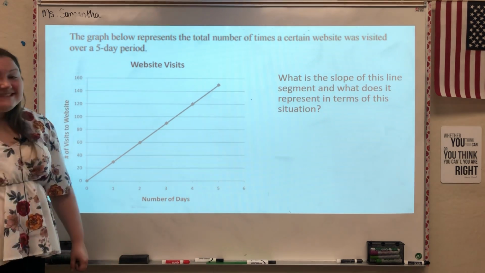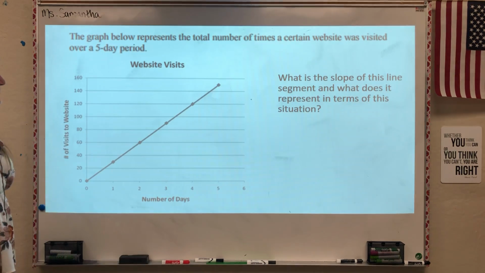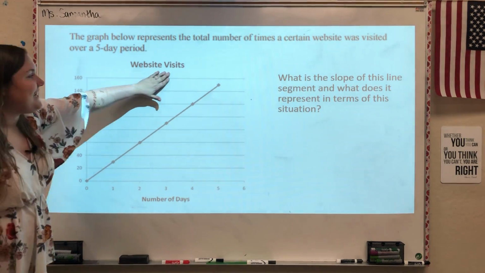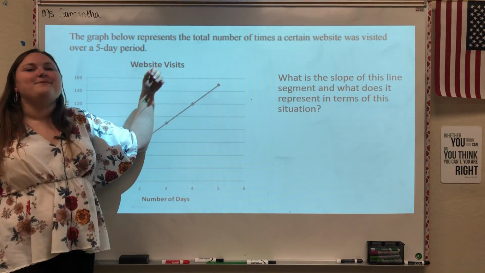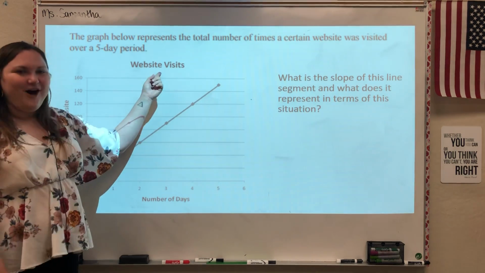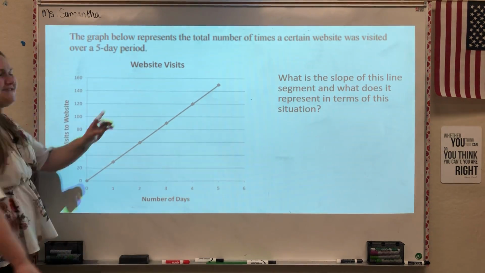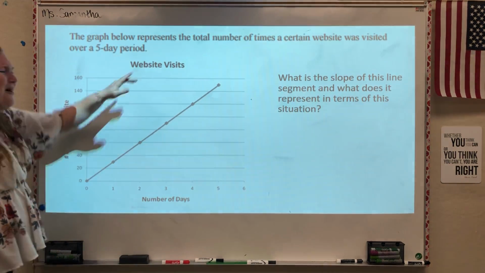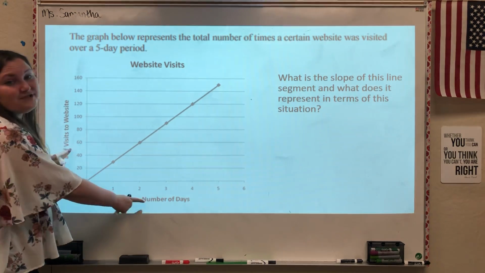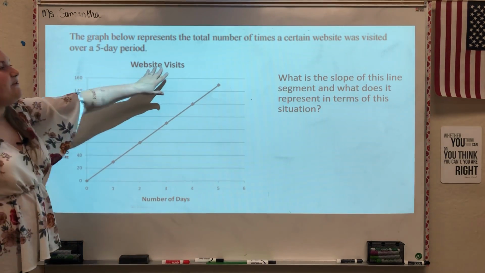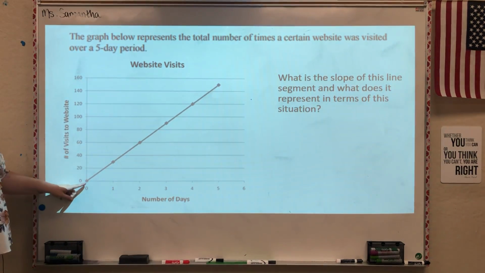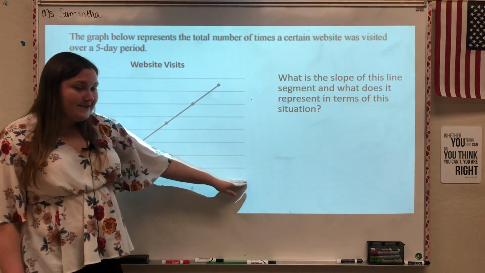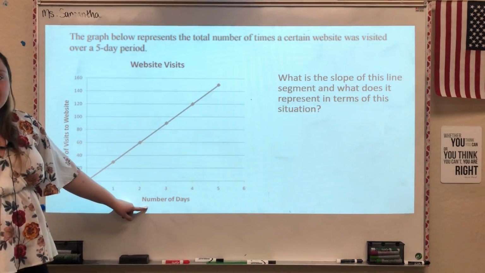Okay, some of the things I've heard in the past when I've asked this question in class is, I noticed the title is website visits. That is a great place to start when you are looking at a graph. Always read your title. Always read your X and your Y axis. So usually along with that, students will tell me, I see down here on my X axis that it's showing the number of days.